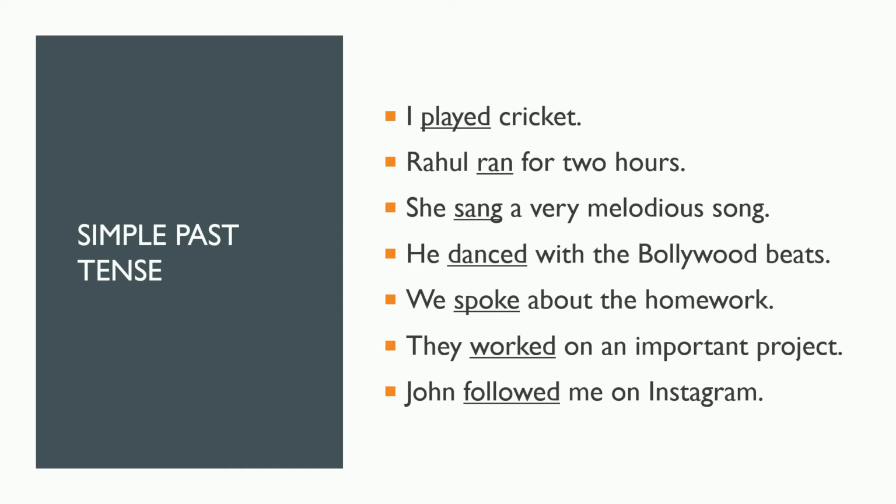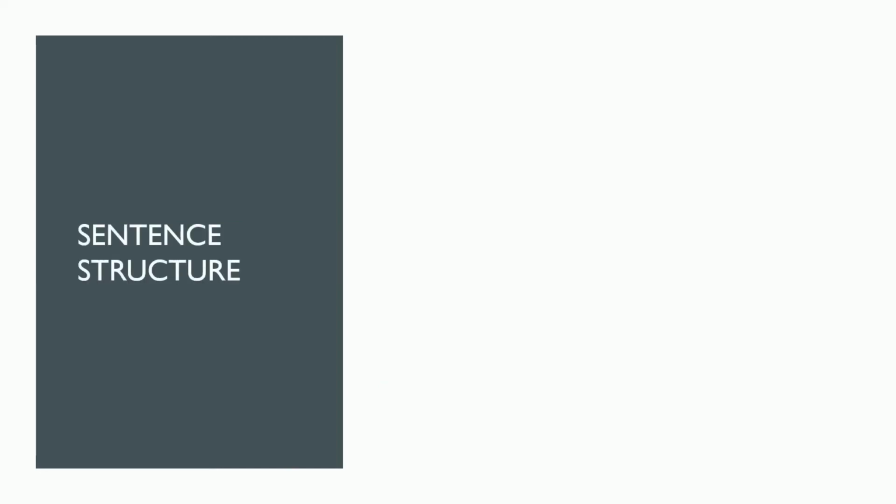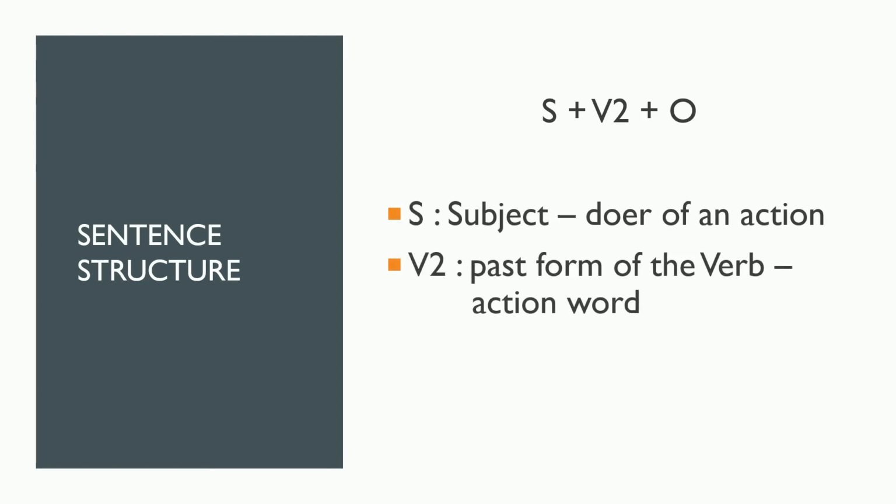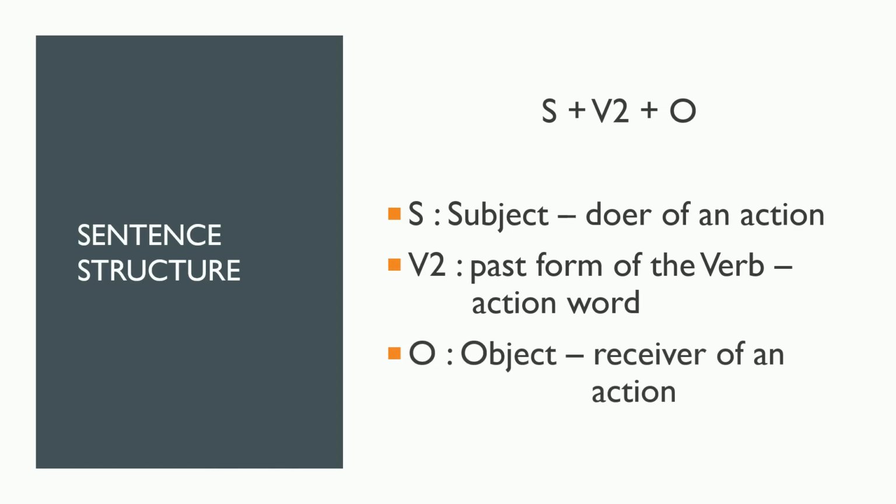If we look at the underlined verbs, then we can easily notice that these verbs are the V2 or the past form of the verb. Based on these examples, we can conclude the sentence structure of simple past tense as subject plus V2 plus O. Here, S means subject, that is the doer of an action. V2 is the past form of the verb. Verb is the action word in the sentence, whereas O is object, that is the receiver of an action.